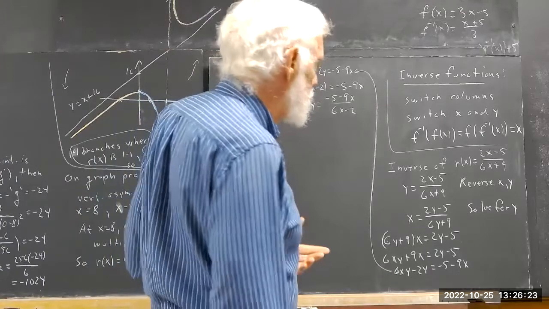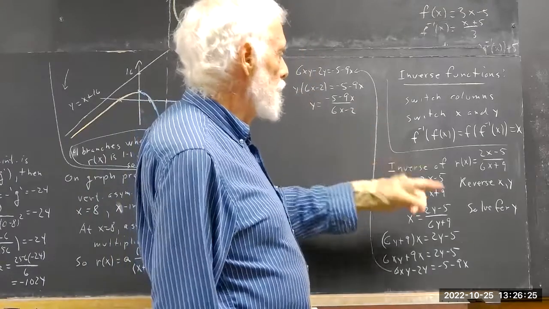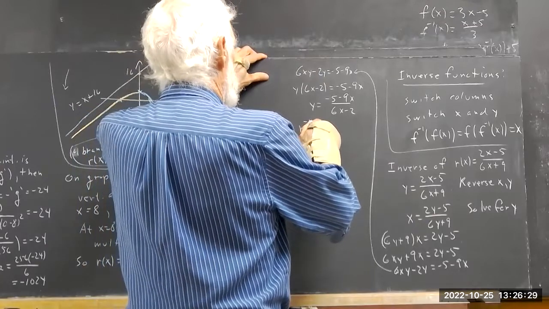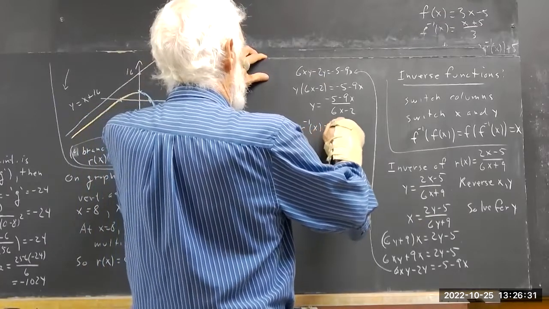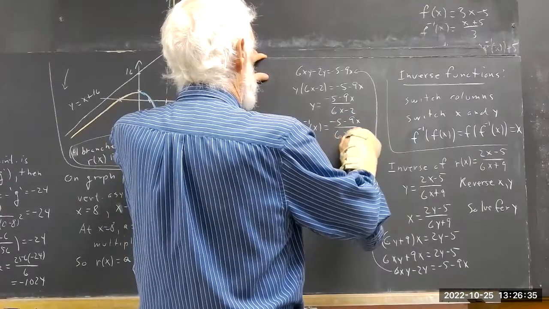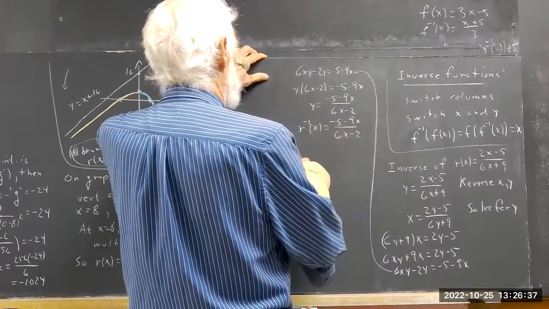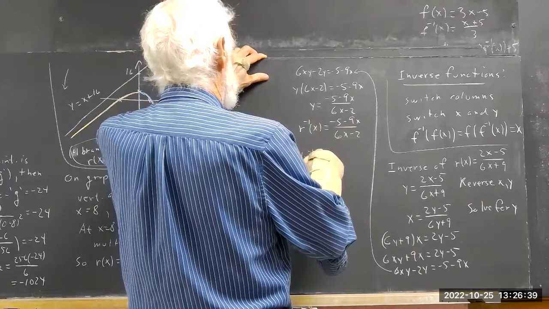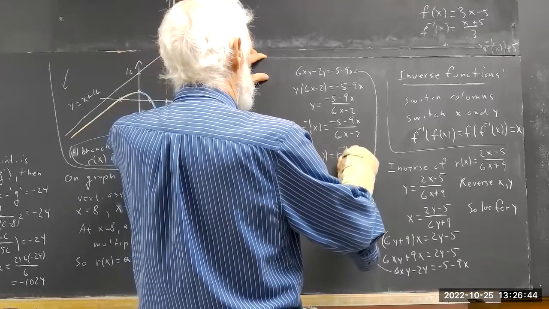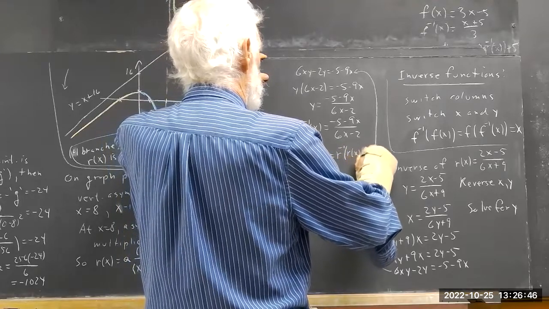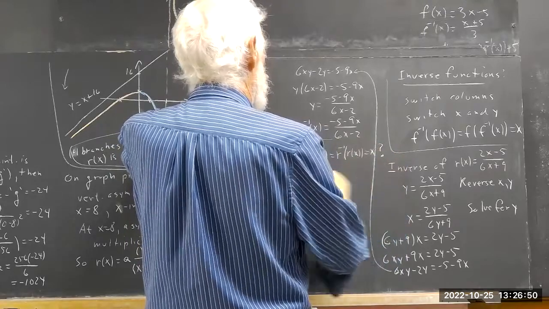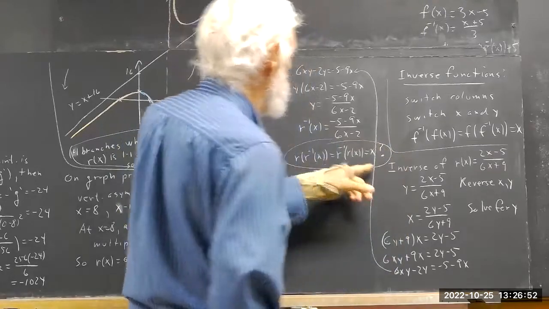Now we could call that f of x or r of x. If we could say r inverse of x then is -5 minus 9x over 6x minus 2. And we answer this question, check it.